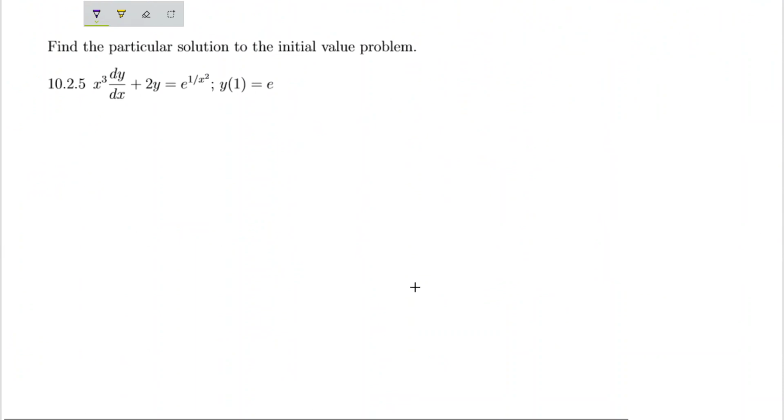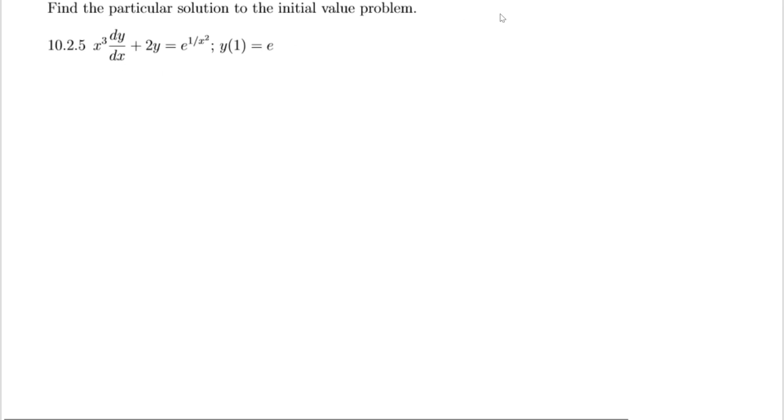Okay, initial value problem. So in this case, I have a value for y, so I won't have any c's when I'm done, because I'll be able to figure out the value of c. You ready? Let's do this. Come on, there we go. So first up, dy dx by itself. I'm going to divide everybody by x cubed.